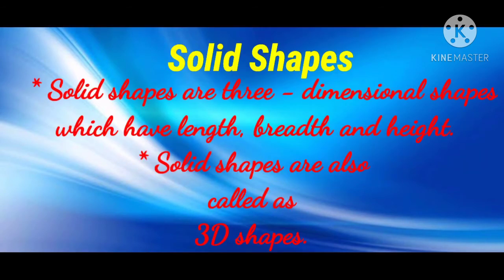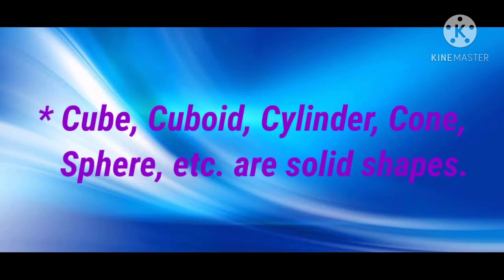Now what are called solid shapes? Solid shapes are three-dimensional shapes which have length, breadth and height. Solid shapes are also called 3D shapes. Now which shapes are called solid shapes? Cube, cuboid, cylinder, cone, sphere, etc.